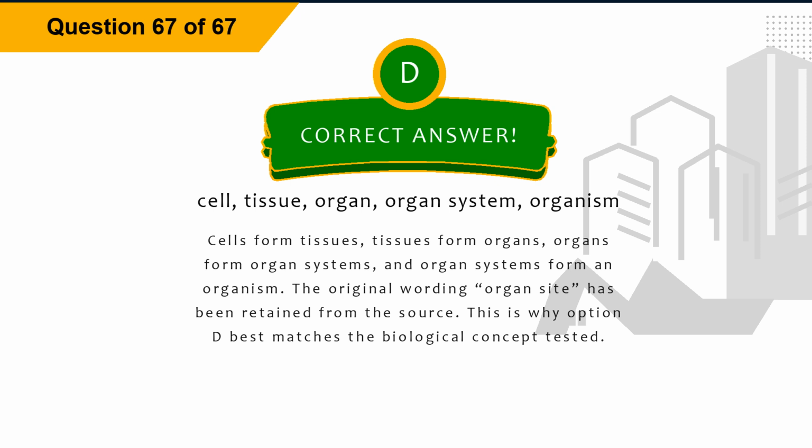Explanation. Cells form tissues, tissues form organs, organs form organ systems, and organ systems form an organism. This is why option D best matches the biological concept tested.